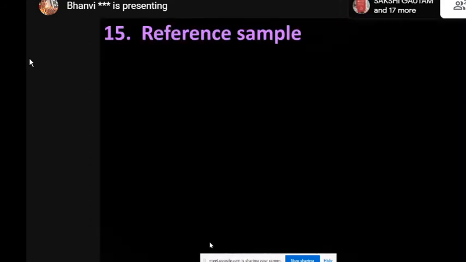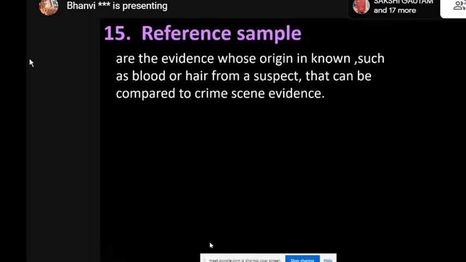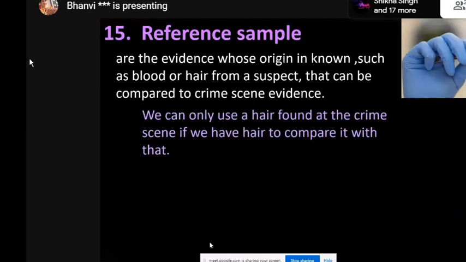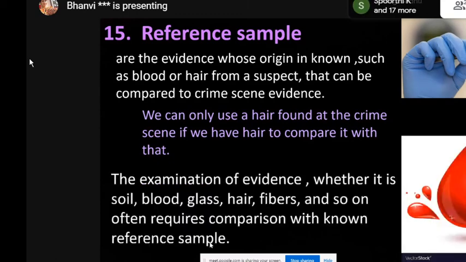Next is reference sample. These are the evidence whose origin is known, such as blood or hair from a suspect that can be compared to crime scene evidence. As you can see here, we can only use a hair found at the crime scene if we have hair to compare it with. The examination of evidence, whether it is soil, blood, glass, hair, fibers, and so on, often requires comparison with known reference samples.